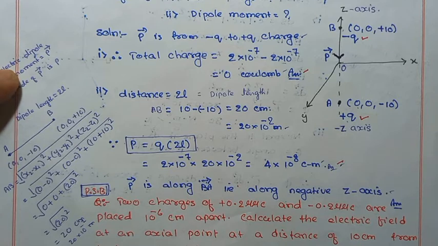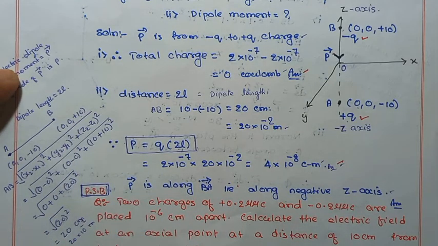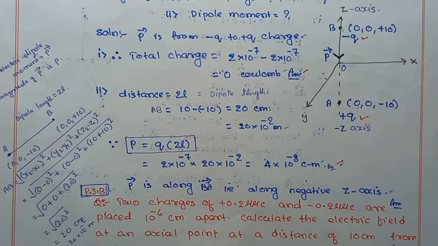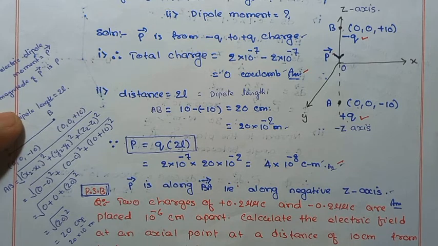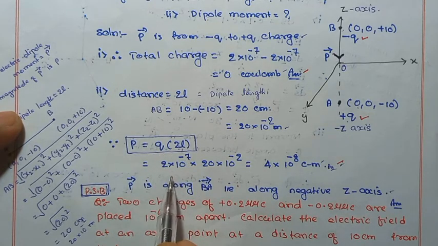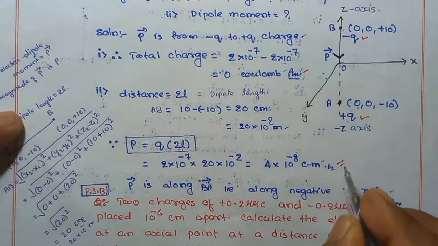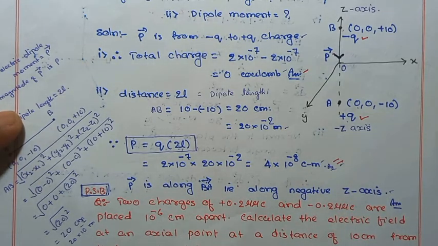So in this formula we will put the coordinates of point A at 0, 0, minus 10 and B at 0, 0, plus 10, then we'll get the distance as 20 centimeter. We will convert this 20 centimeter into meter, so 20 multiplied with 10 power minus 2. Now the dipole moment P is equal to Q times 2l. The Q value is 2 into 10 power minus 7, the 2l value is 20 into 10 power minus 2. After solving we will get 4 into 10 power minus 8 coulomb meter. Okay.